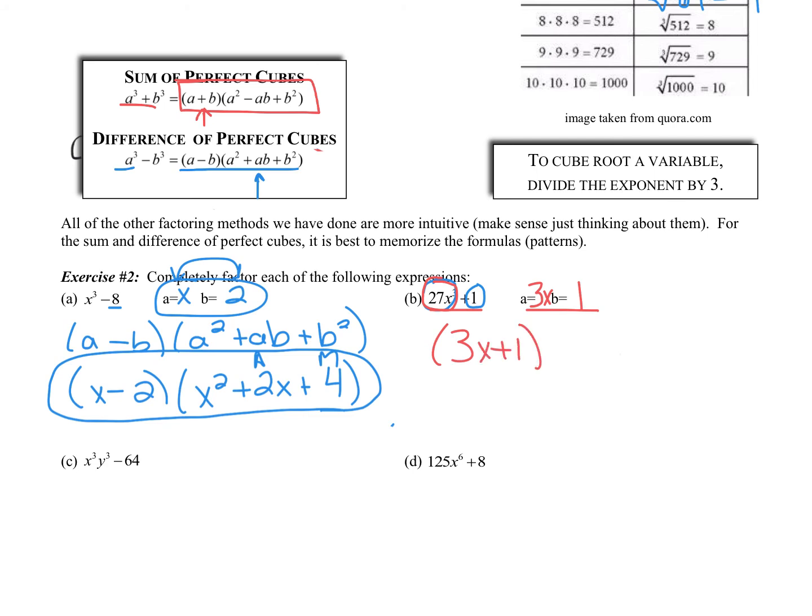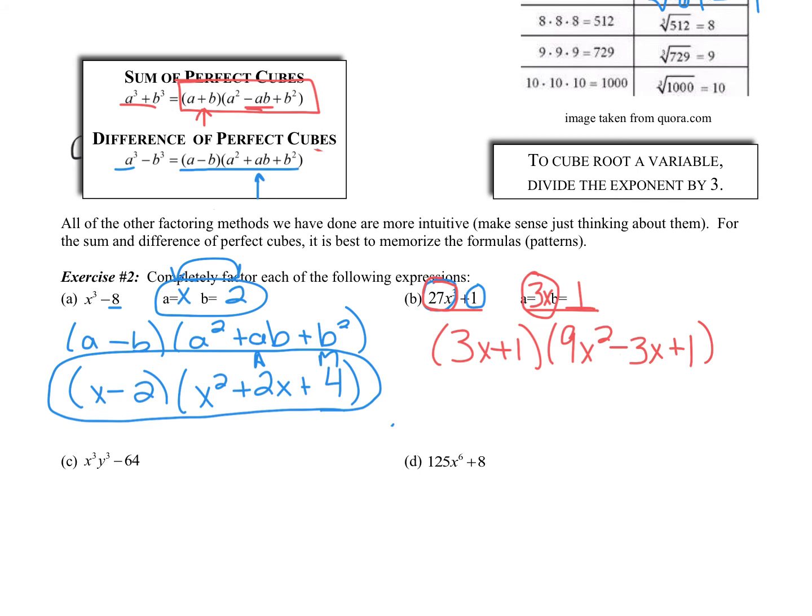I need 3x plus 1. For A squared minus AB plus B squared, it's a little tricky here. This is usually a spot where people mess up. If I take this and square it, 3x times 3x is 9x squared. Make sure you have the 9 and don't just leave it a 3. Multiplying them together, 3x times 1 is 3x, and we have to subtract it because it's minus AB. And then B squared is 1 squared, so I just have 1. Okay, once again, the trinomial does not factor further, so that's where we stop.